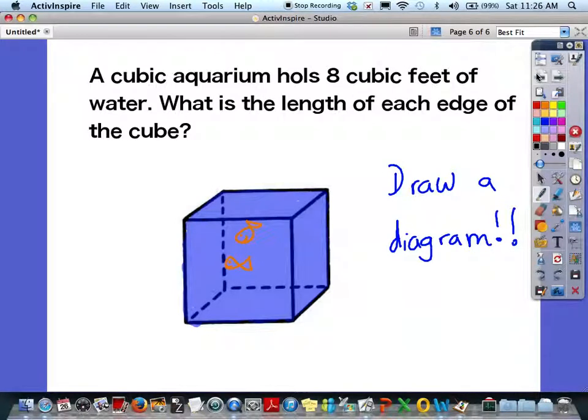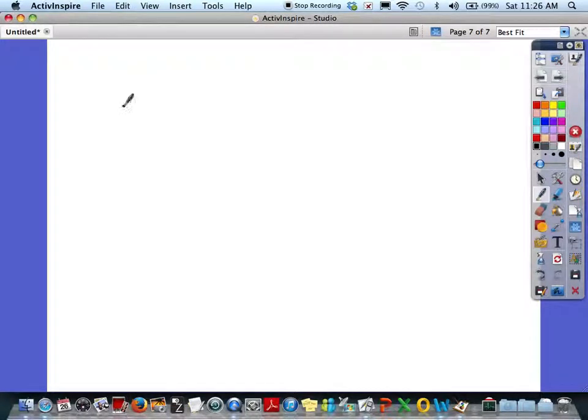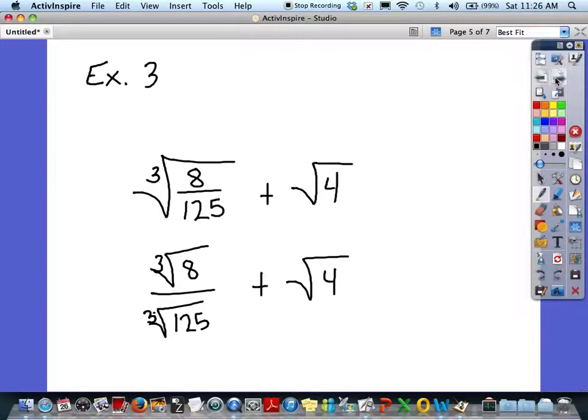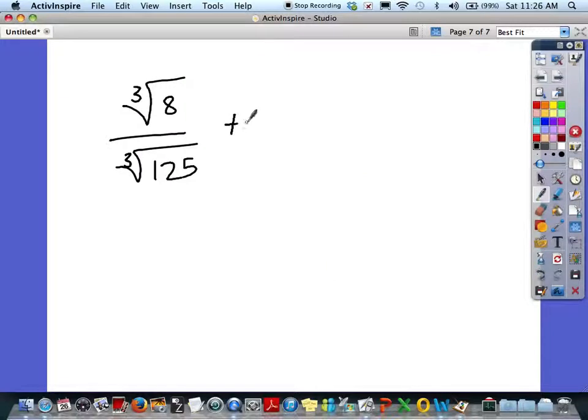Oop, I have another example, so let me go over here. So we had the cube root of 8 over the cube root of 125. Didn't plan on running out of room. Sorry. Plus the square root of 4. Okay, so let's finish this problem out, and then I'll do our last example.